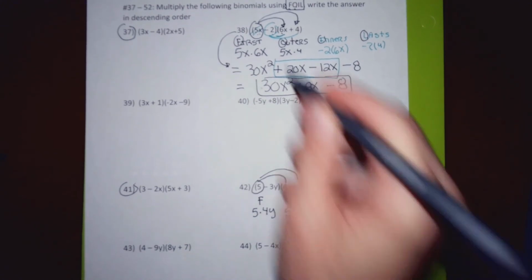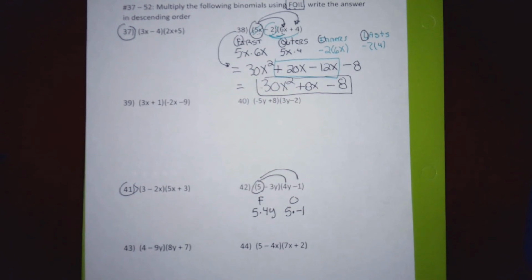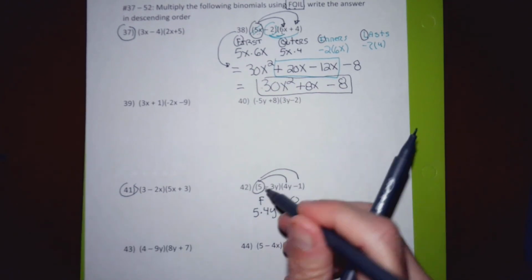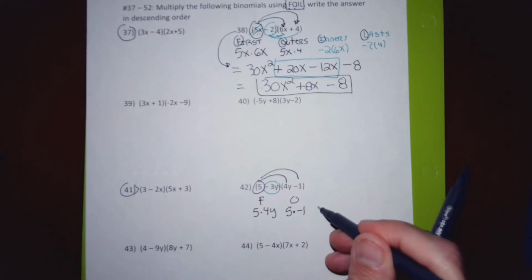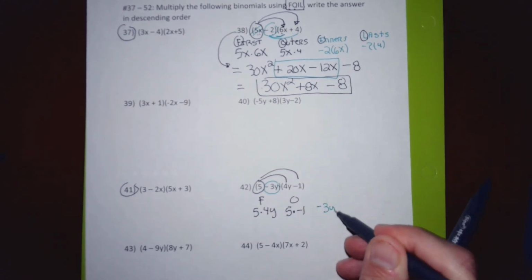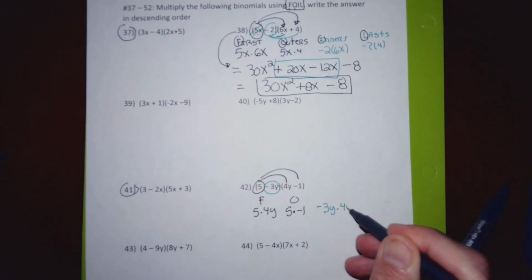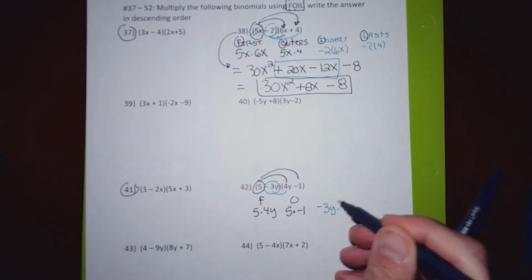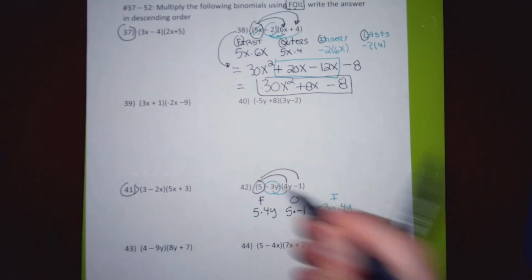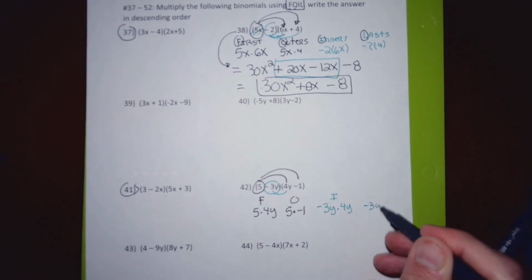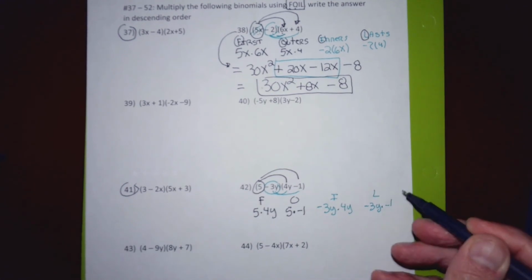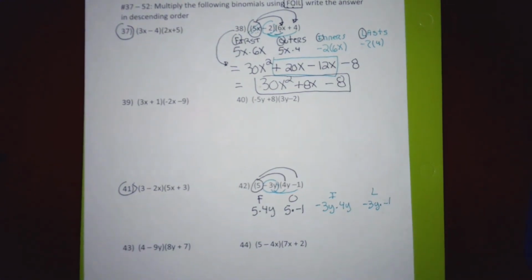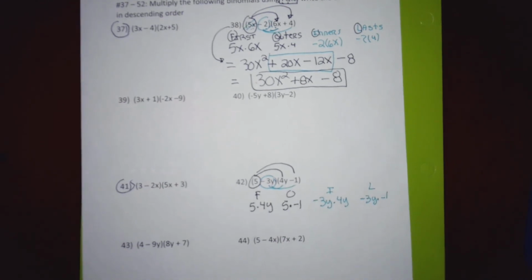We call that outers. Rather than writing the whole word, I'm doing symbols. Then I'll be done with the 5 because I've multiplied it by both terms in the right parentheses. I'll start with the negative 3y in the left parentheses and multiply it by the 4y. We call that inners. And then the negative 3y in the left parentheses times the negative 1 in the right parentheses, and we call that lasts. I don't think the acronym is that necessary. You're just taking each term in the left parentheses, multiplying it by each term in the right parentheses.